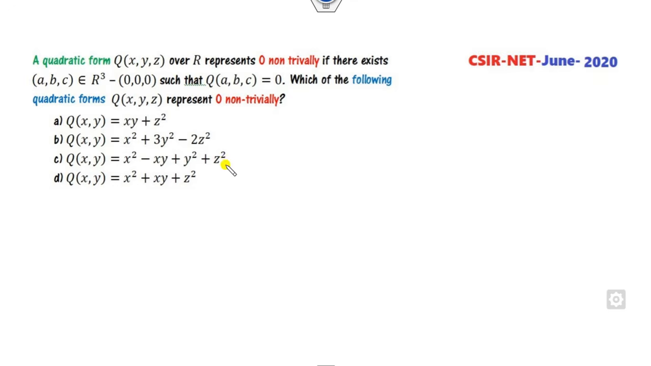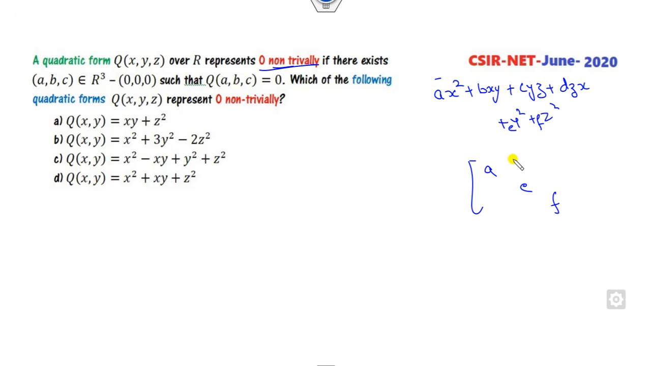So again, this is the same case. You have to find a non-zero trivial. So now it's 3 variables. So it's a x square plus b xy plus c yz plus d zx plus e y square plus f z square. So a, e, f are the diagonal entries, and the rest of the pairs are b by 2, and so on. So look at the first pair, x, y, z. X, y, half, half, rest values are 0.